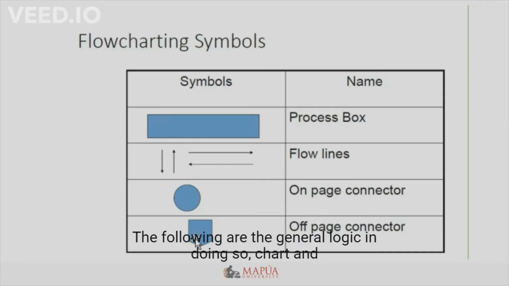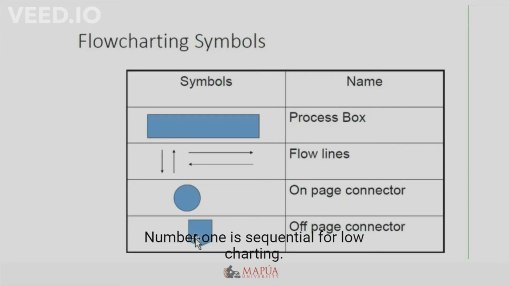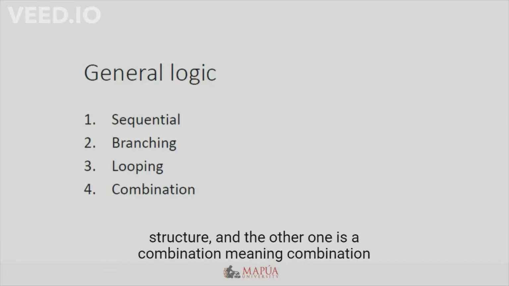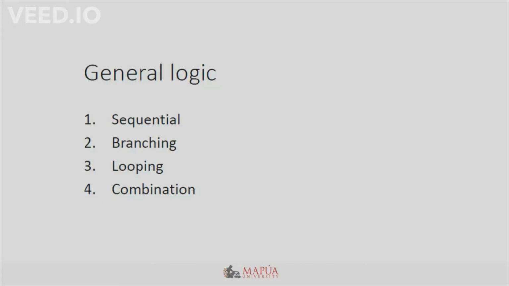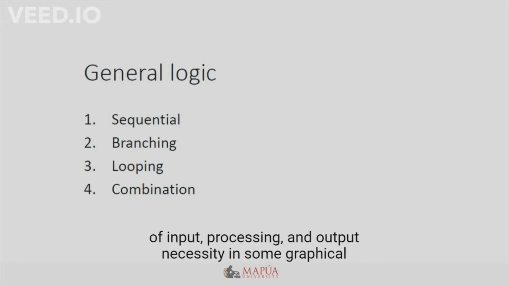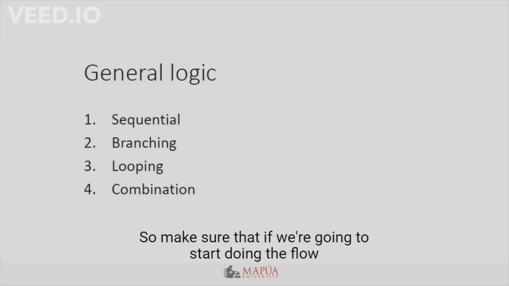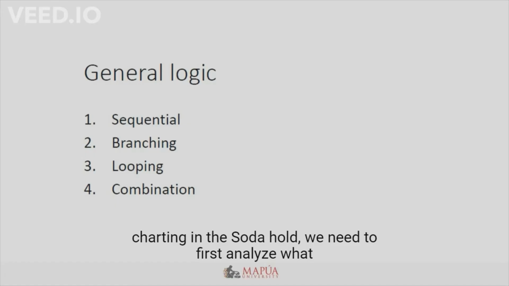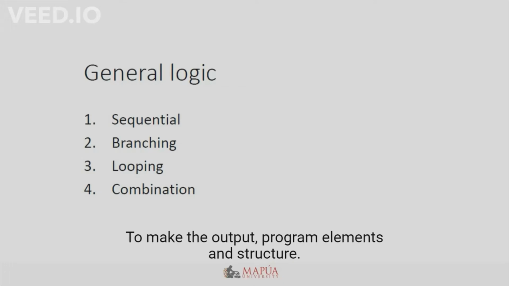The following are the general logic structures in doing flowcharts and pseudocode. Number one is sequential flowcharting and pseudocode. Next is branching, or what we call conditional or selection flowcharting and pseudocode. The third one is looping, or iterative program structure. And the other one is a combination of sequential, branching, and looping. Please take note that almost every program involves the steps of input, processing, and output, necessitating some graphical way to separate them. So make sure that when we start doing the flowchart and the pseudocode, we first analyze what the input should be and what the process must be to make the output.